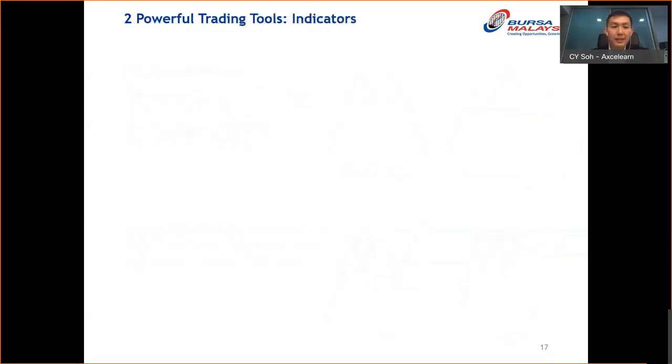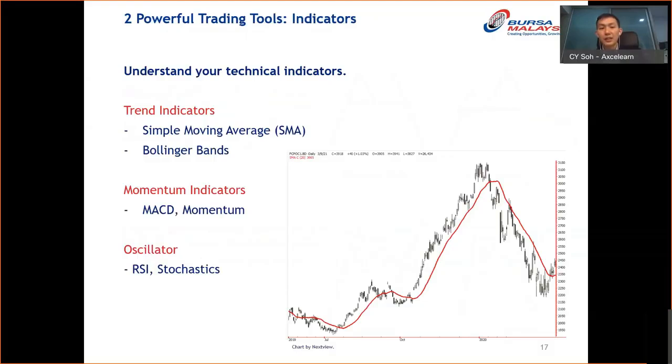Now, on indicators, there are generally three categories: trend indicators, momentum indicators, as well as oscillators. For trend, there are the simple moving average and Bollinger Bands. For momentum indicators, there are MACD as well as momentum. Oscillators are RSI and stochastics. So which of these indicators are you currently using?